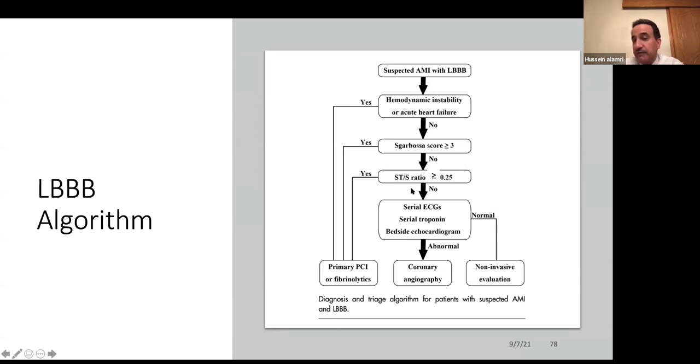However, this patient could have unstable angina. So you may not discharge him. You could admit him as unstable angina rather than ST or non-ST elevation MI. Is this clear?